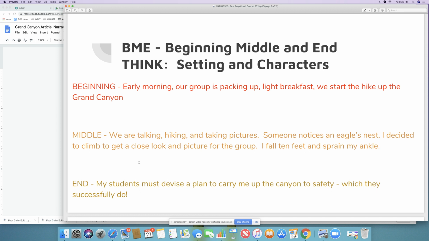And the end is now going to be my so. So what's going to happen, right? We need to have a solution. My students are going to have to devise a plan and carry me up. And I've decided at this point, they will do it successfully. I still don't know how, but that's okay. As I write my story, it's going to all come together. For now, I just need the big ideas, beginning, middle, end.